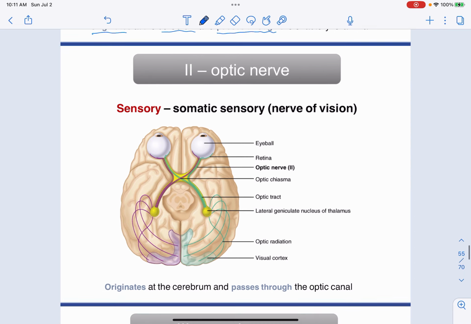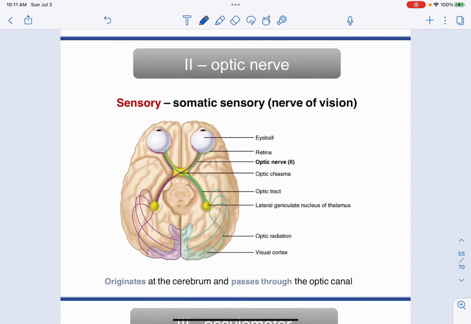The second cranial nerve is the optic nerve. This is a sensory nerve. It is going to carry information from our eyes. This is the nerve of vision. So all of the visual information is going to travel through this nerve. This nerve also originates at the cerebrum, and it passes through the optic canal. Do you remember the optic canal and where that was in the sphenoid bone? That is the optic nerve.